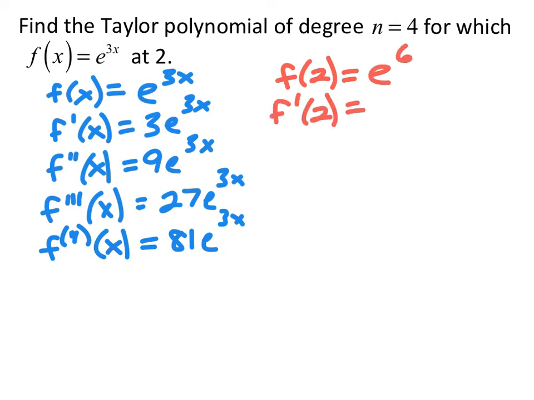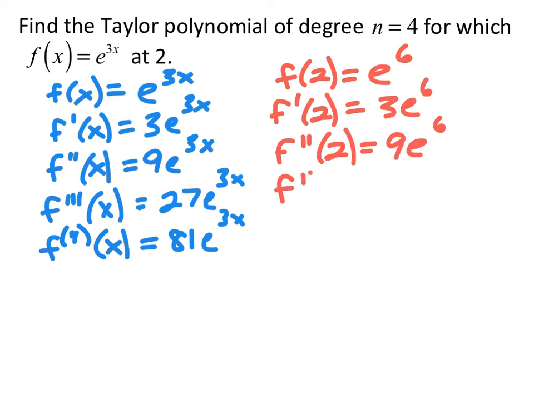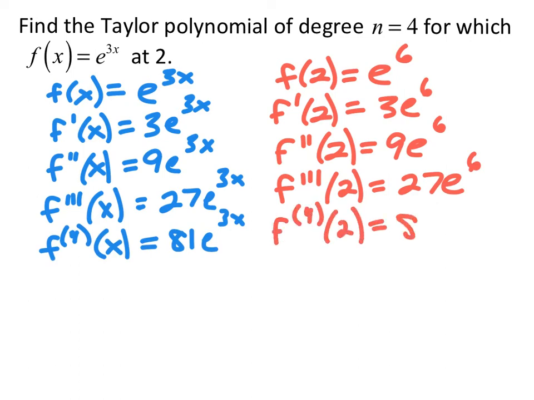F prime of 2 is 3e to the 6th. F double prime of 2 is equal to 9e to the 6th. F triple prime of 2 is equal to 27e to the 6th. And then the fourth derivative at 2 would equal 81e to the 6th. So that part's a little tedious. There's no quicker way really of generating all those numbers. You're just going to have to crank them out, unfortunately.